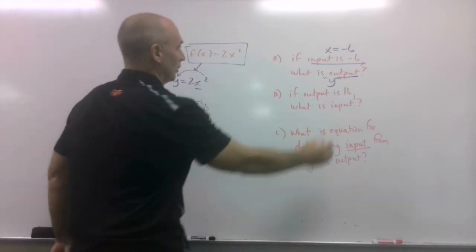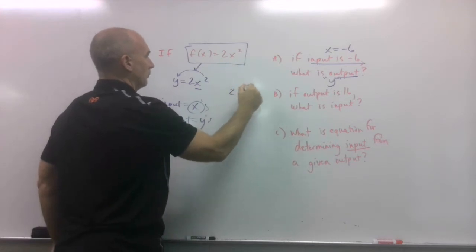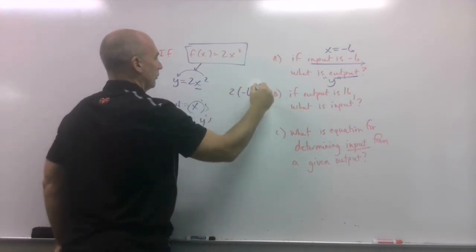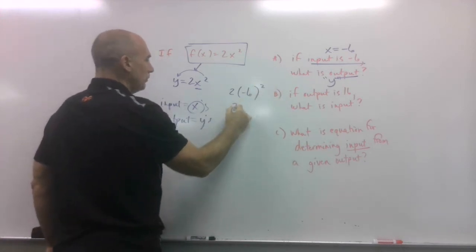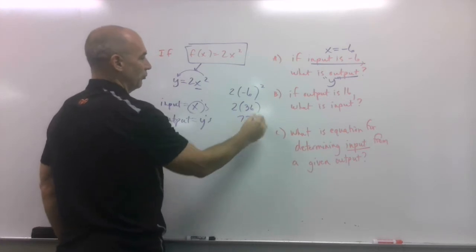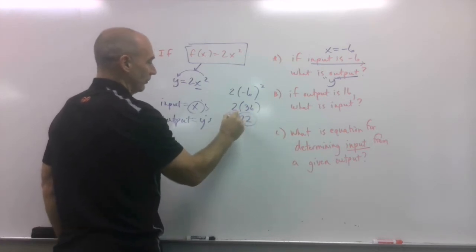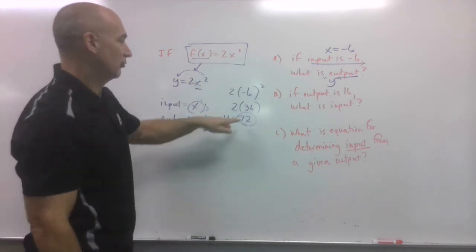Pretty simple math, but do you understand the instructions? So here we go. We're just going to put -6 in right here. So we get 2 times -6 squared. 2 times 36, and that'd be 72. Now what did you find? You found 72. What does it equal? Y. What does that equal? F of x. So that is your output.